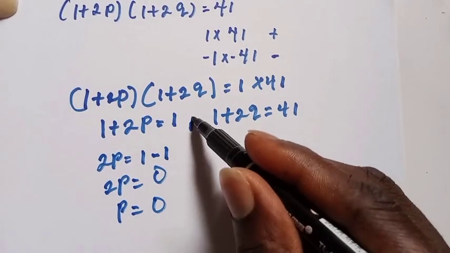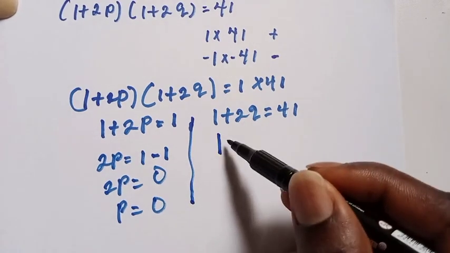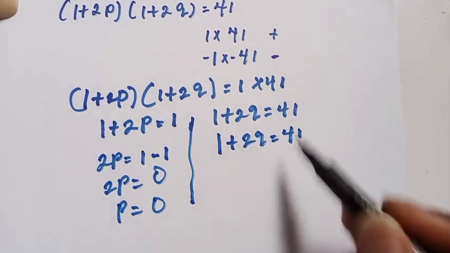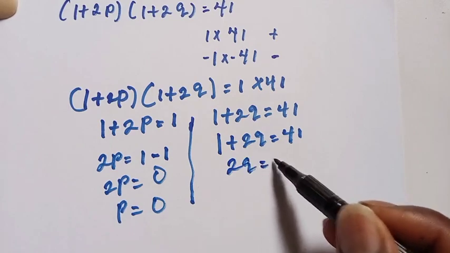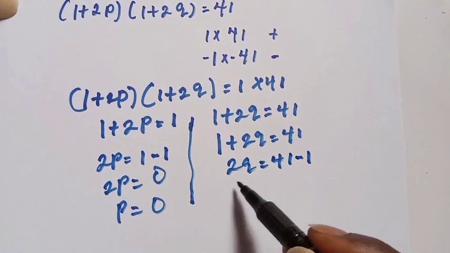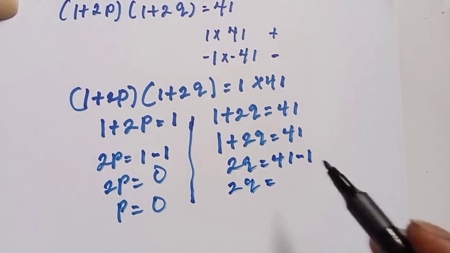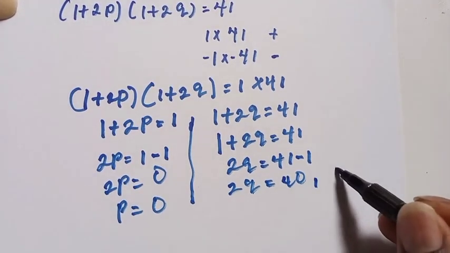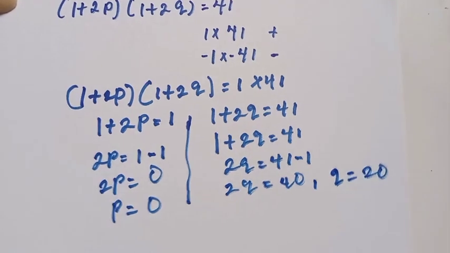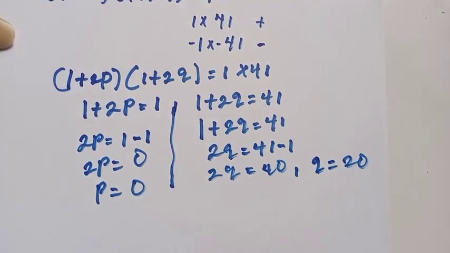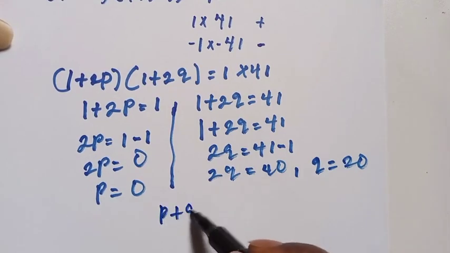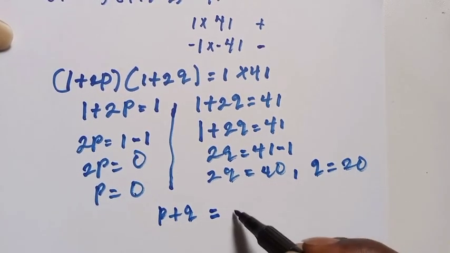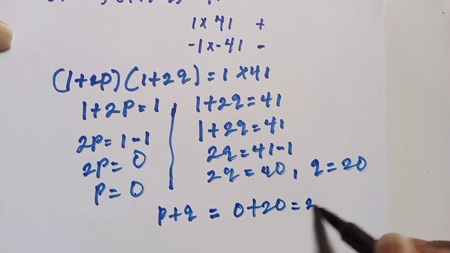Now, at this point, 1 plus 2q is equal to 41 here. So now, if you move this to the other side, 2q will be equal to 41 minus 1, and then 2q will be equal to 40. So from here, if you divide both sides by 2, q will be equal to 20. So with the positive side, p plus q will be equal to 0 plus 20, which is equal to 20.